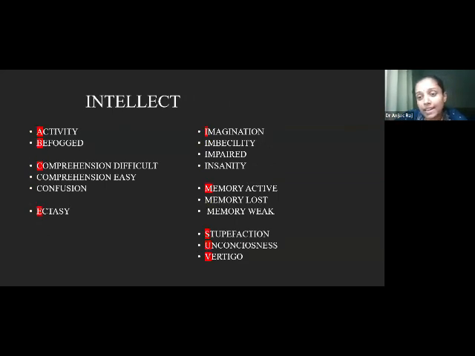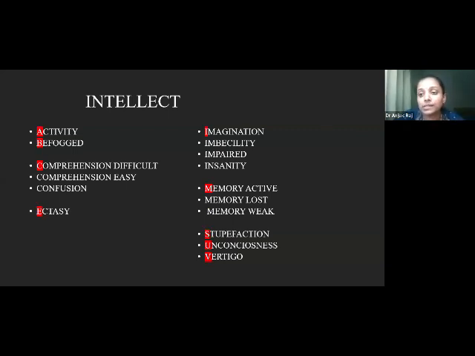Next, also in the intellect chapter, that's also somehow in alphabetical order, you start with activity. In the mind, there are five rubrics with A. In the intellect, only 1, activity. Then befogged. C, there are 3: comprehension difficult, comprehension easy, and confusion. Then E for ecstasy. D is not there in this. Then I, imagination, there are 4.